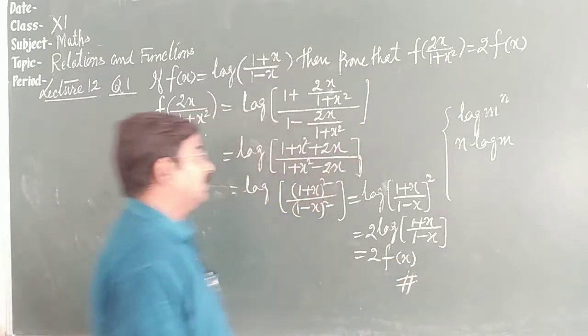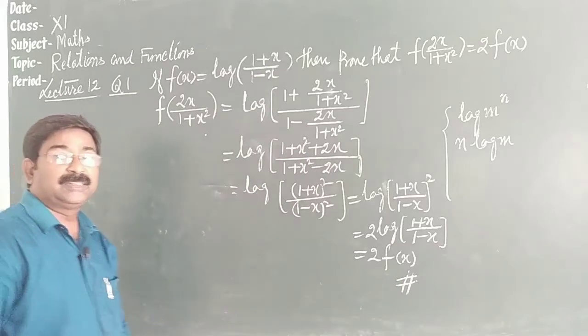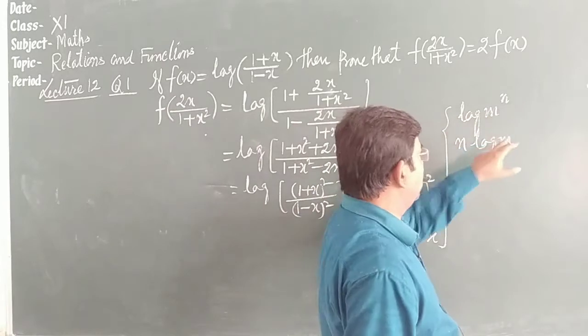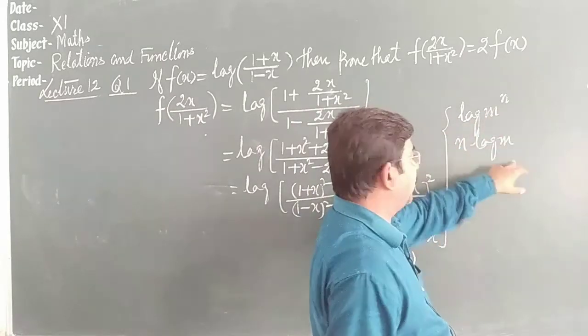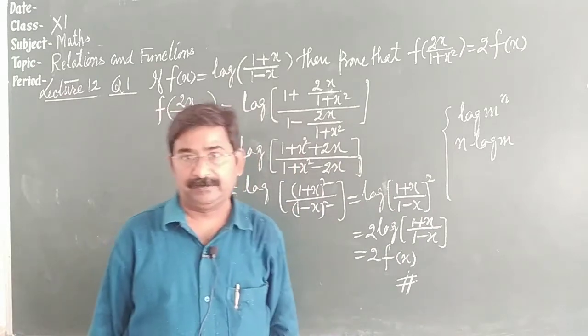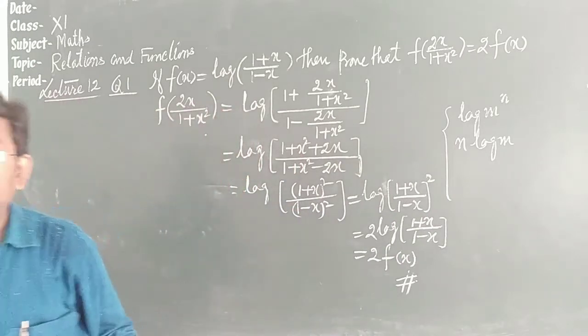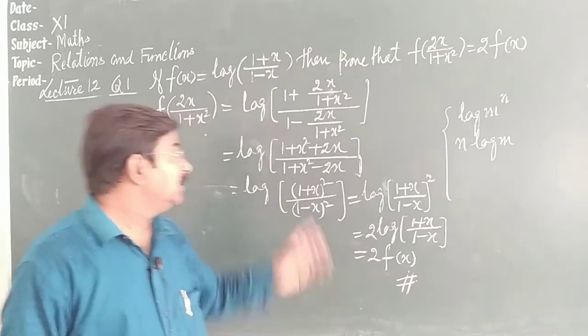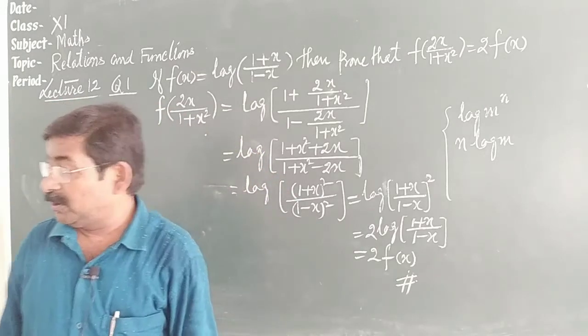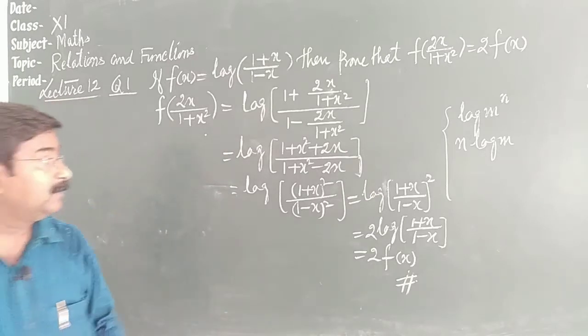Got it? This is a very simple question. This is the formula of log: log m to the power n is equal to n log m, n comes first. This is the formula of log with exponent. So we have this question which is not given in your textbook. Try to understand and practice it.